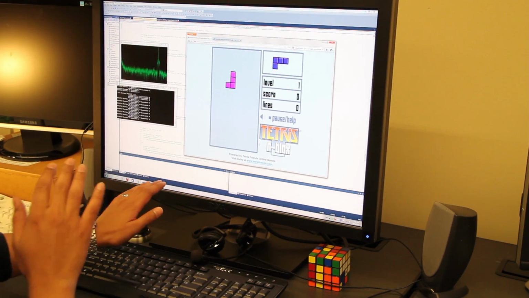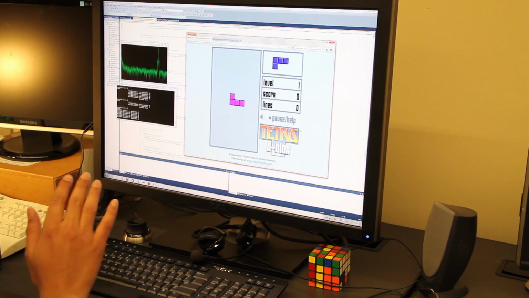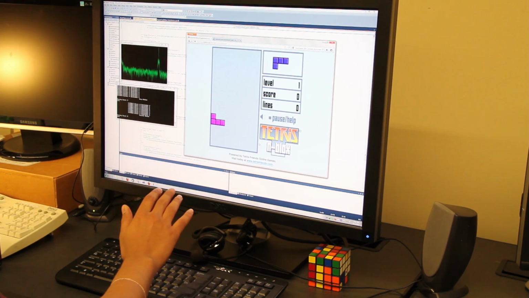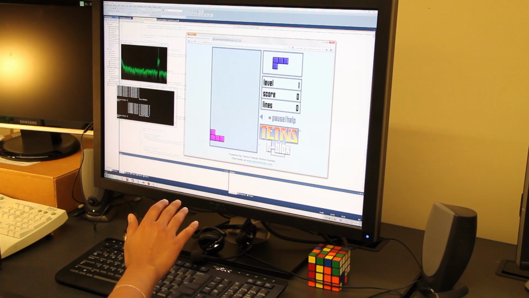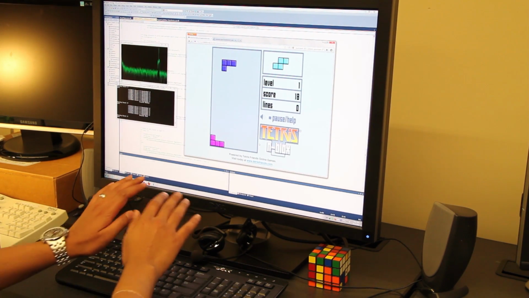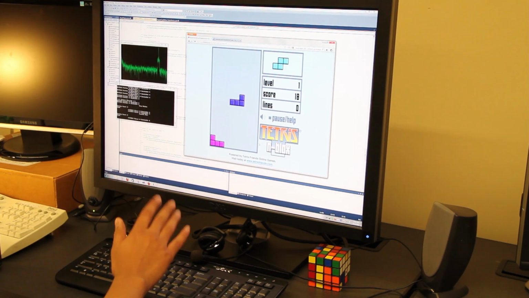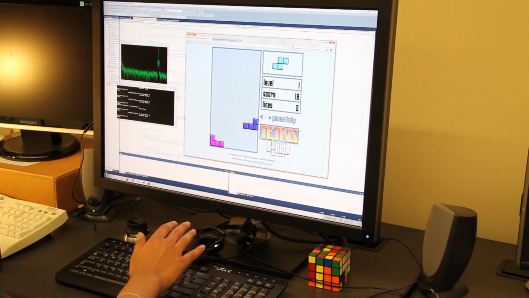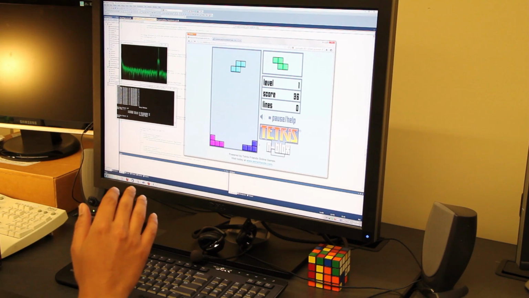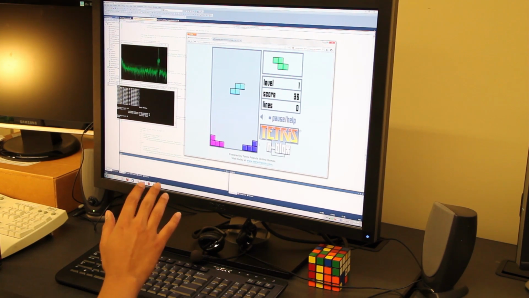Here we see a user playing a game of Tetris by performing different gestures. Slow tapping gestures are used to move blocks left while faster taps move them towards the right. Two-handed gestures are used to flip, and pulling the hand back in a quick stroke drops the block. This example demonstrates the accurate and quick control that SoundWave is capable of.